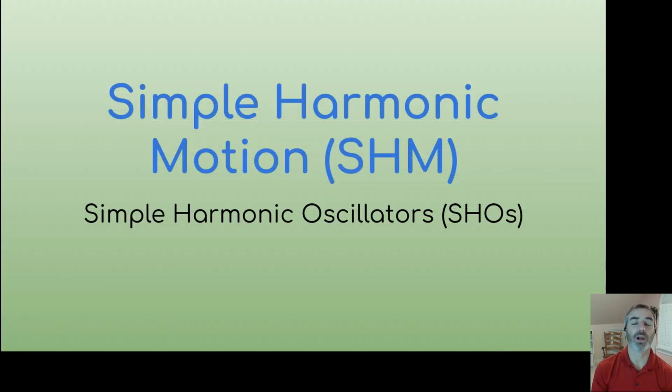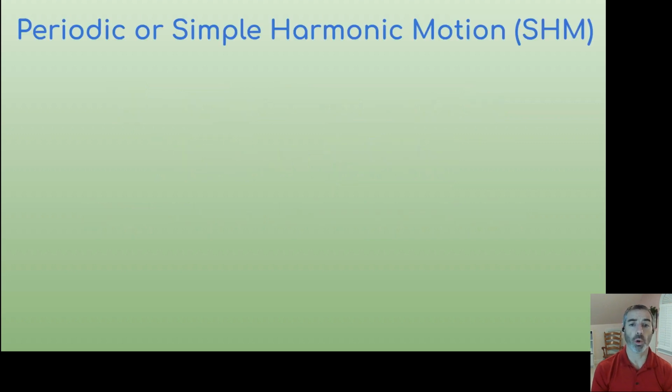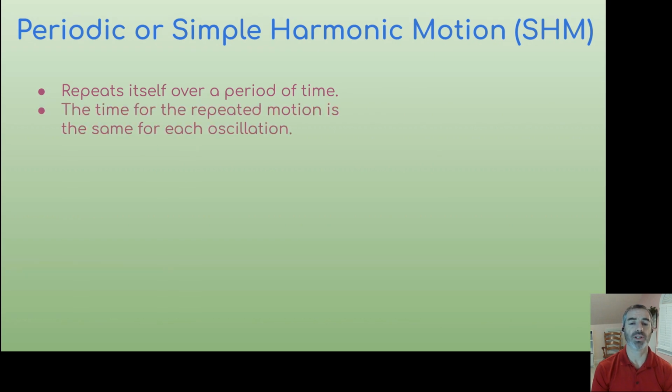In this video, we're going to talk about simple harmonic motion using simple harmonic oscillators, or just oscillators. So, what is simple harmonic motion or periodic motion? Well, it's a motion that repeats itself over a period of time. The time for the repeated motion is the same for each oscillation as something moves back and forth.